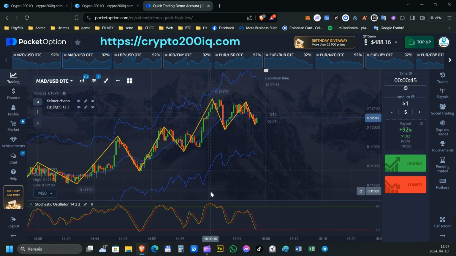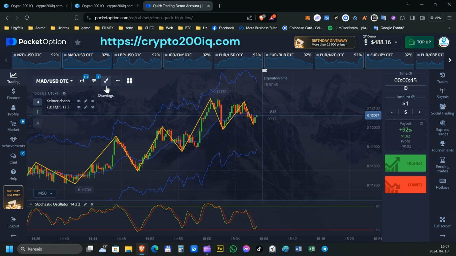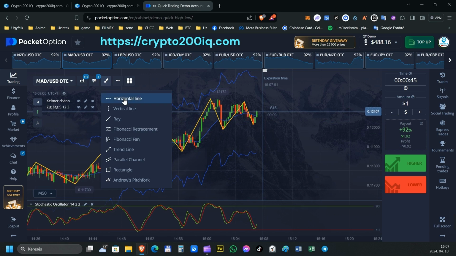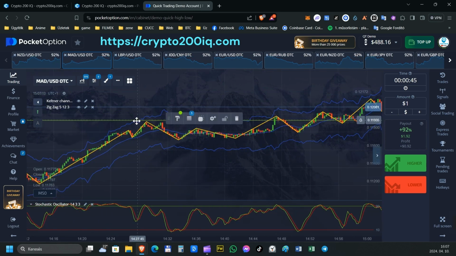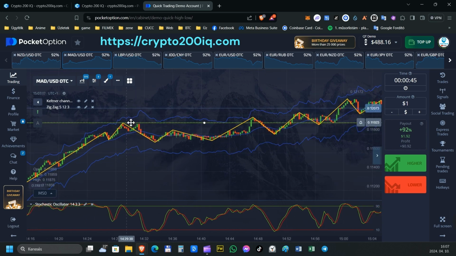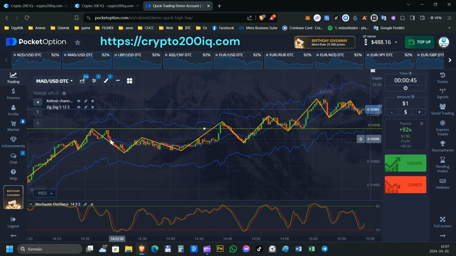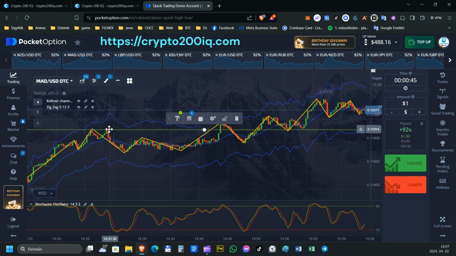So, these are our three main indicators, along with the support and resistance lines we use. You can find these here. You draw a straight line, and you can also draw it retrospectively. For example, at this point, as you can see, it bounced back strongly, indicating a potential reversal at this point.